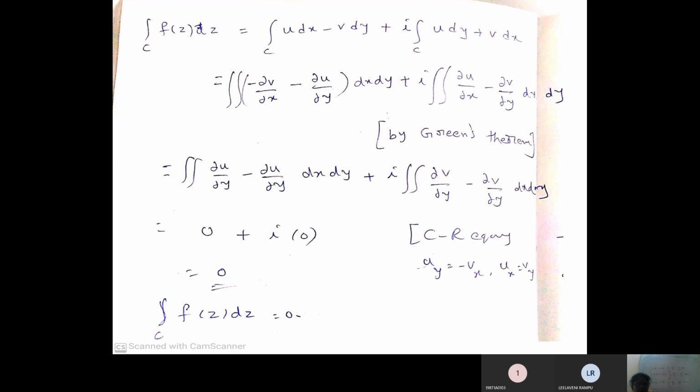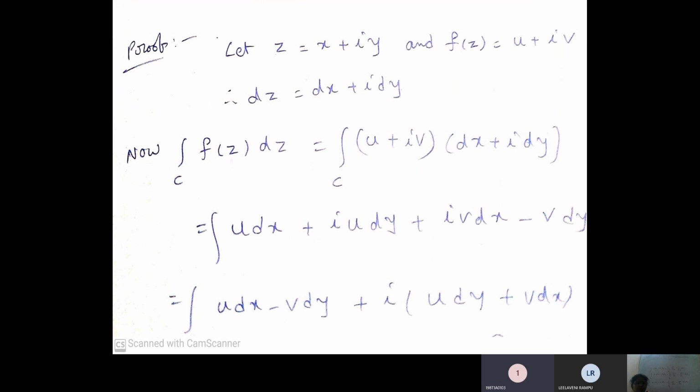So the two terms vanish. The two terms are 0. So 0 plus i times 0 is equal to 0. So integral over C of f(z) dz equal to 0. Okay, do you understand? Yes, madam. I am going to the next one.